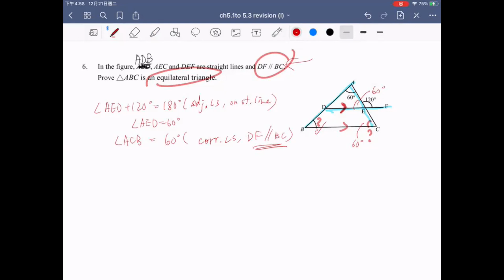After this, we can calculate angle ABC as 180 minus 60 minus 60, angle sum of triangle, which is 60. So all the angles of triangle ABC are 60 degrees, so we can say triangle ABC is an equilateral triangle.